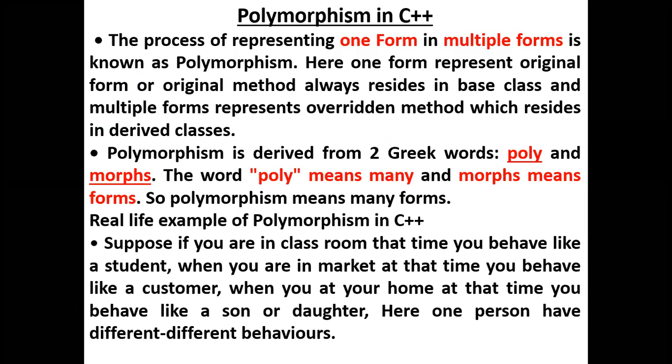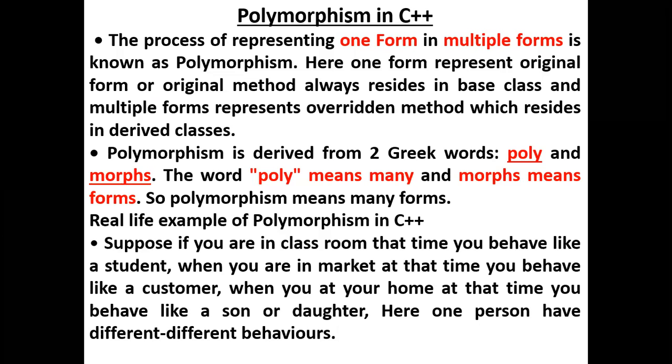It is representing one form in multiple forms. Means if we have one form, we represent it as the original and we can make copies of the original form in multiple forms. This concept is also known as overridden methods. The method is the same, but there are some different things written in the method.